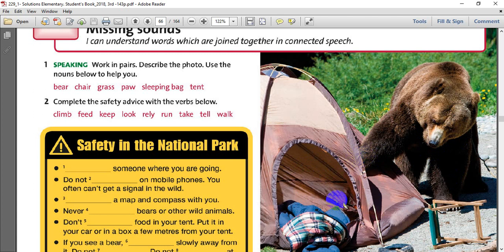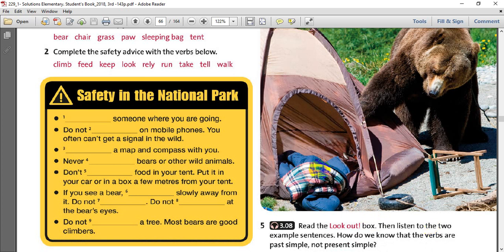There is a sleeping bag inside the tent. The bear pushed over the chair, pushed over here, دفع الكرسي. I can see some rocks.